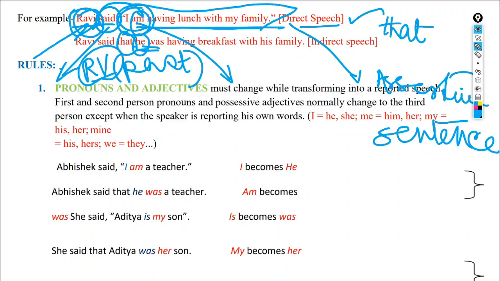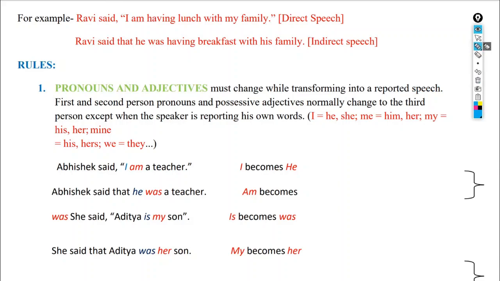Now let us see how the pronouns and adjectives change in the indirect narration. Pronouns and adjectives must change while transforming into reporter's speech. First and second person pronouns and possessive adjectives normally change to third person, except when the speaker is reporting his own words.